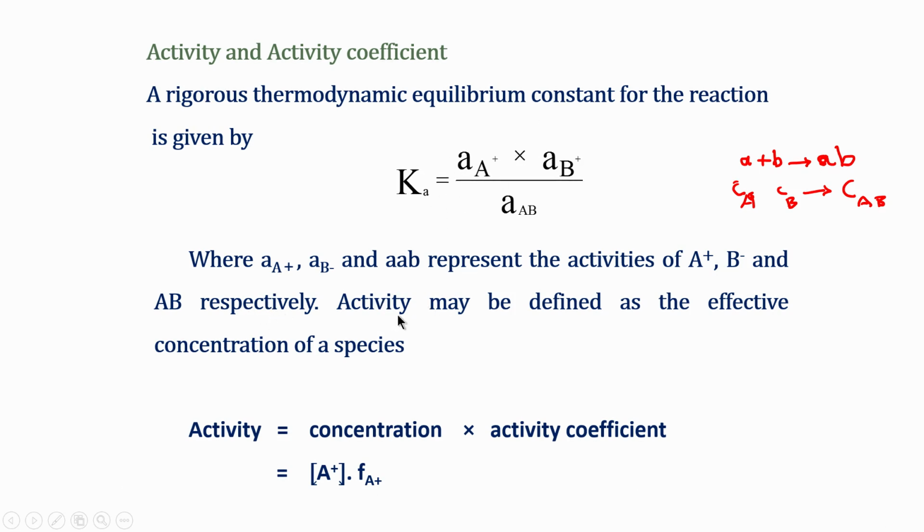So, we write activity as an effective concentration of a species. It will not be very different from concentration, but slightly different. But thermodynamically we should not write Ca, concentration terms. So, we define activity as concentration into activity coefficient, that is A plus is the activity and the activity coefficient is Fa plus. So, that is a notation normally accepted.